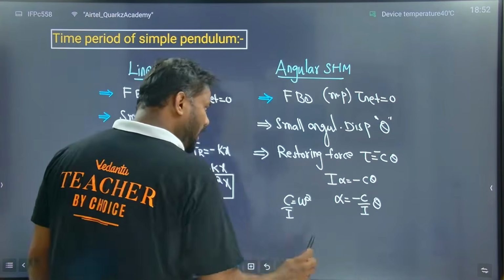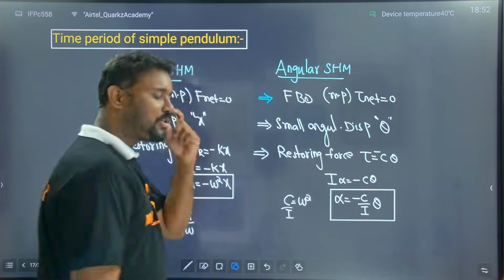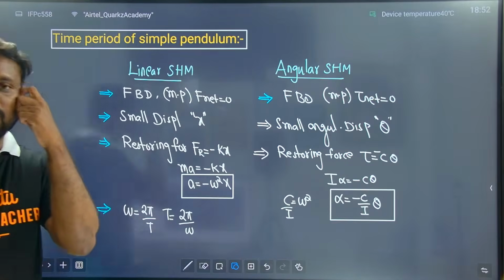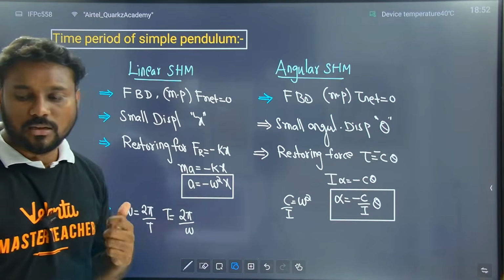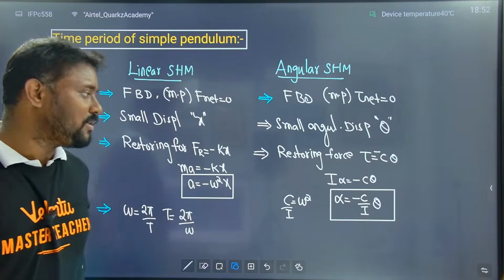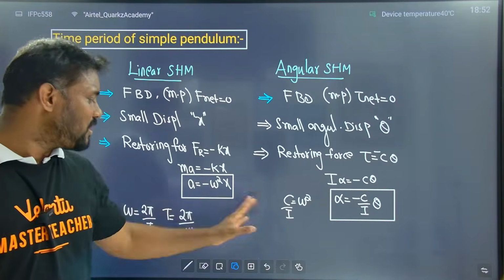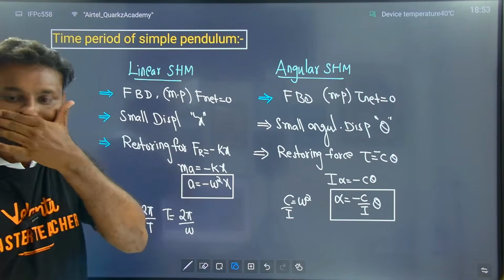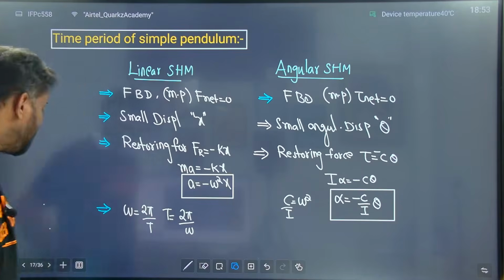So this is the idea to calculate the acceleration. This is the angular acceleration. Once we know the angular acceleration, what can we calculate? We can calculate the time period. Yes or no? Because once omega is known, you can calculate the time period. Clear? So this must be clear.